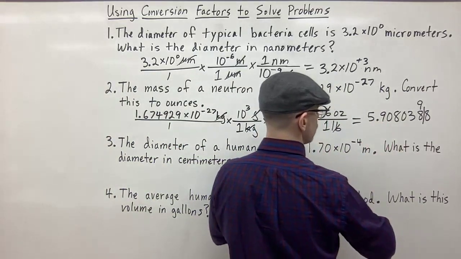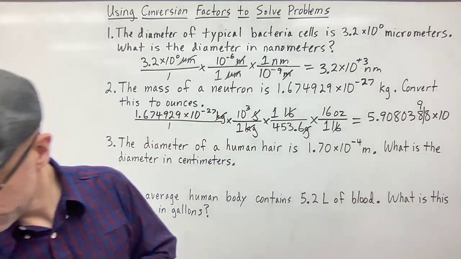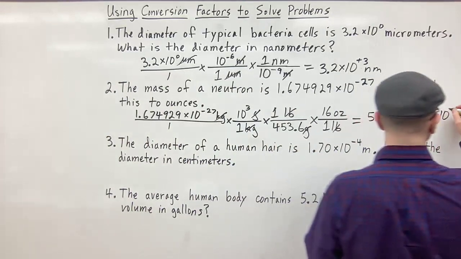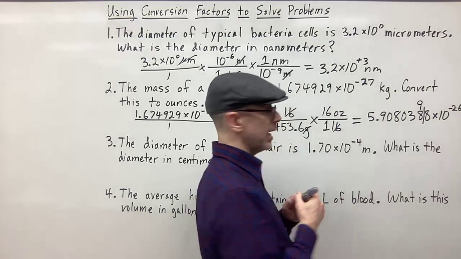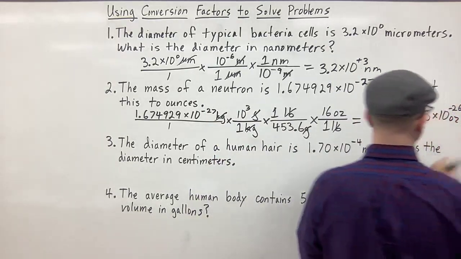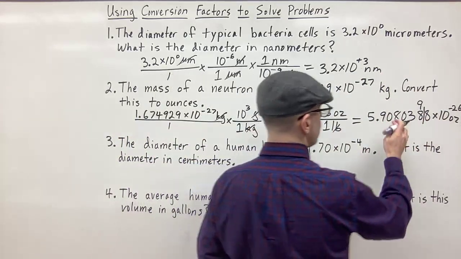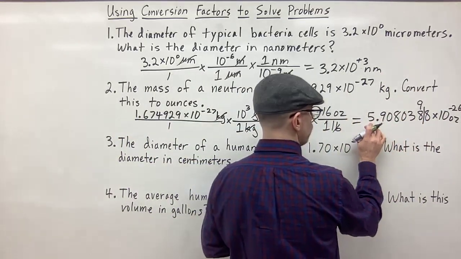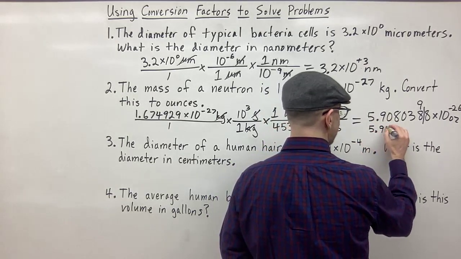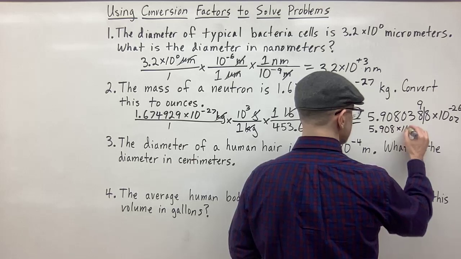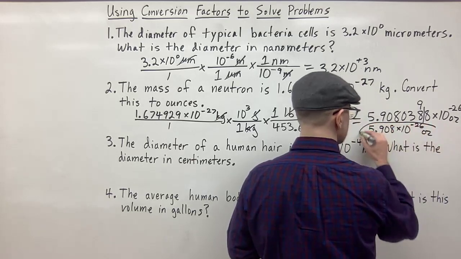So the final answer, I forgot the times 10 here. Times 10 to the negative 26. And that's going to be ounces. Okay. And so when we round this to 4 sig figs, it's going to be 1, 2, 3, 4. So it's going to be 5.908 times 10 to the negative 26 ounces.